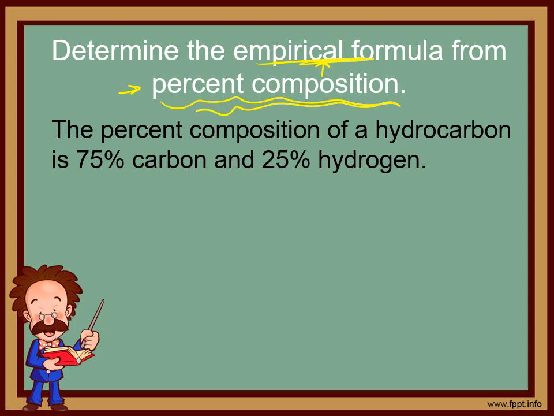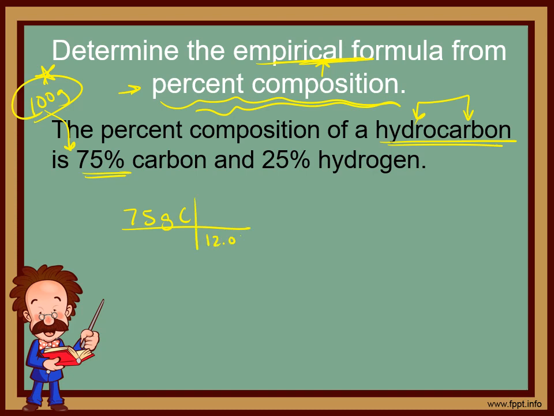So percent composition of a hydrocarbon, remember that just means we've got a molecule that is made up of hydrogen and carbon. 75% carbon and 25% hydrogen. What I'm going to do is pretend like I have 100 grams of the compound. If I have 100 grams of the compound, 75% is carbon, 75% of 100 is 75, which is why we choose 100 as our number to choose. So if I have 75 grams of carbon, I'm going to convert that to moles. I do that by dividing by the molar mass of carbon, 12.011 grams per mole.